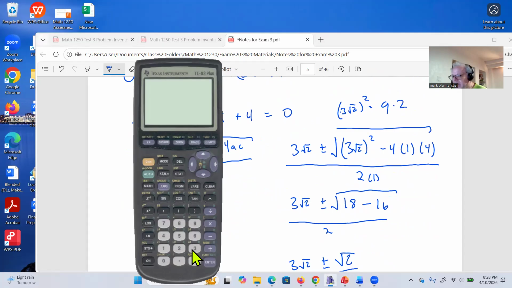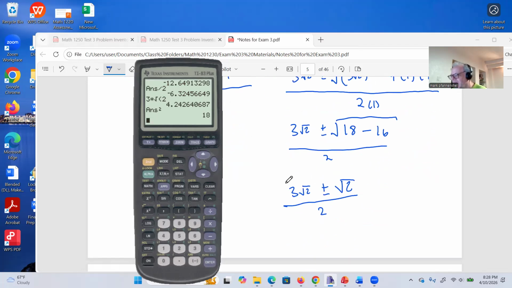We're going to say 3 times the square root of 2. Get second function, square root of 2 equals, and then we're just going to go ahead and square this thing and see if we end up with the right answer. If we get 18, I thought I would. 18 minus 16 is going to be 2, so we're okay there. So 3 plus or minus root 2 all over 2.